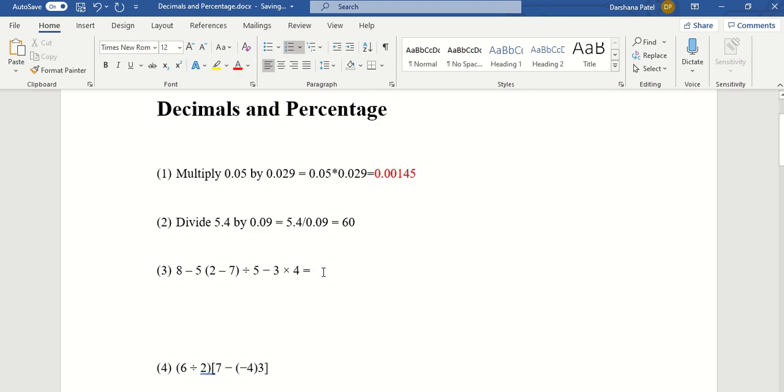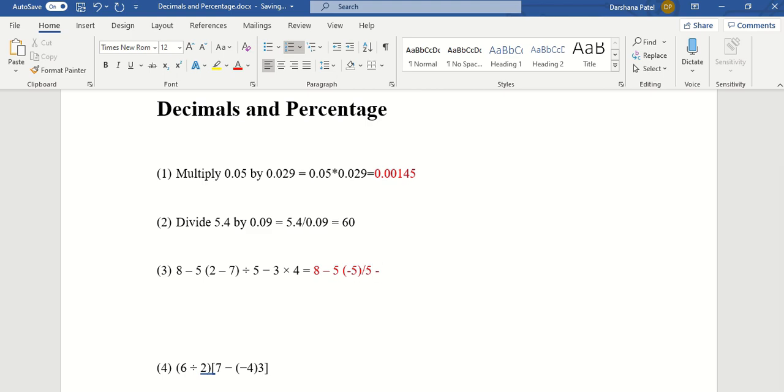For this one now, we do BADMAS, order of operations. We start with the brackets first. So we have 8 subtract 5. It's very tempting to do 8 subtract 5 to become 3, but we can't do that. We just have to follow order of operation. So 2 subtract 7 will give us -5, and then we still have divide by 5.